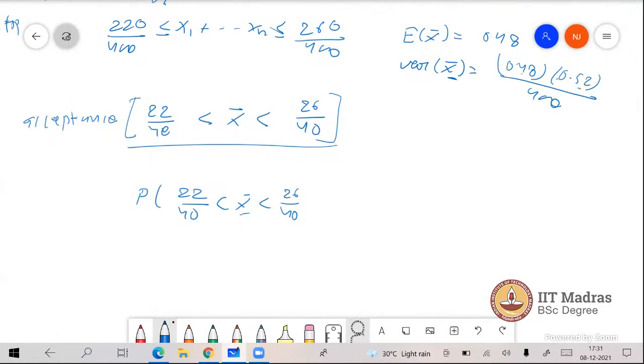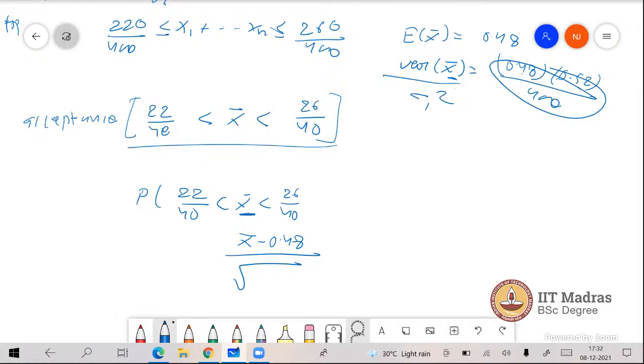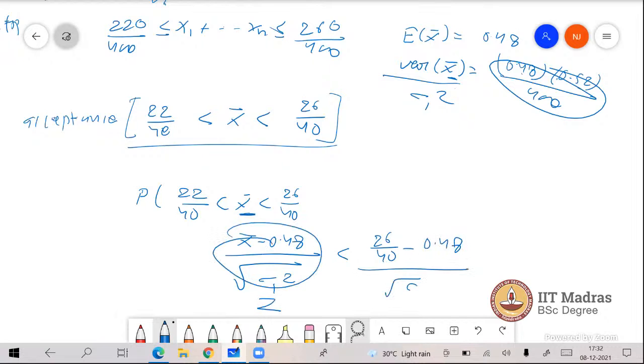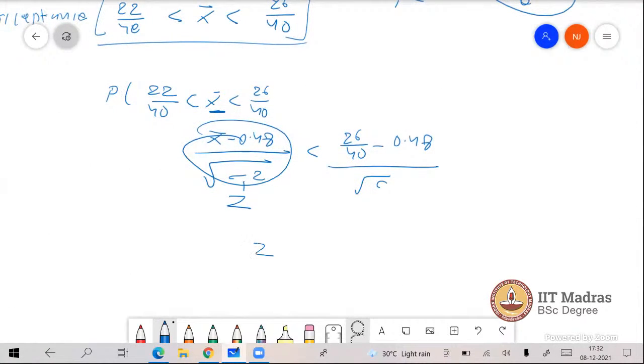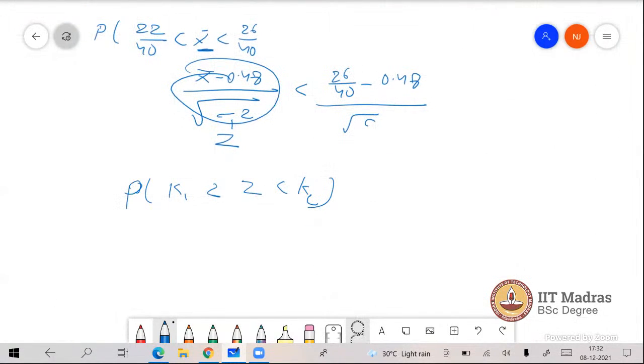Now you can convert this into the normal. So x bar minus 0.48 divided by the root of this variance, let's say sigma 1 squared. For example, 260 by 400 minus 0.48 upon the root of this. Now this has been converted into z. This probability you can easily find using the table, or the values will be given to you. Understood, sir. Thank you.